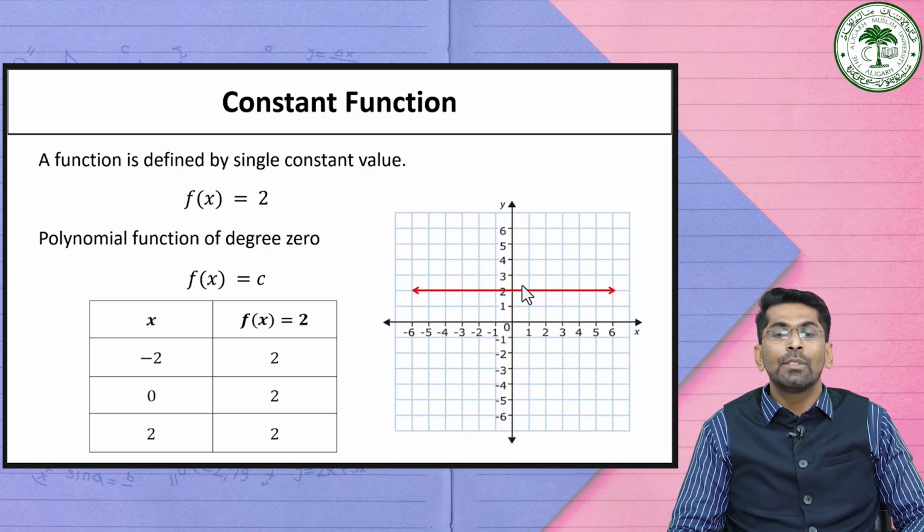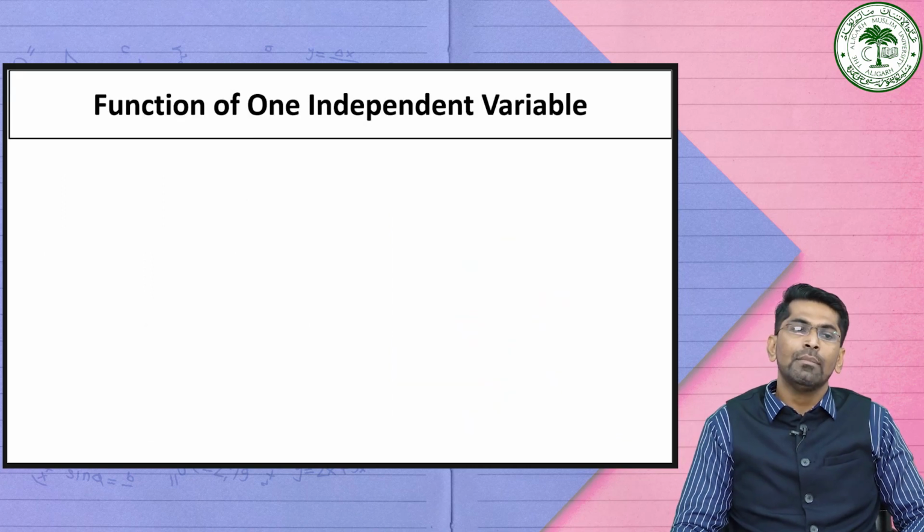The graph of a constant function is a horizontal straight line parallel to the x-axis. Whether the value of x is -5, -4, -3, -2, or 0, 1, 2, 3, 4, 5, the value of y remains constant, which is equal to 2. So this is also a special kind of function, which is known as a constant function.